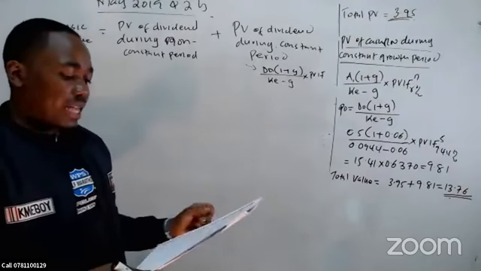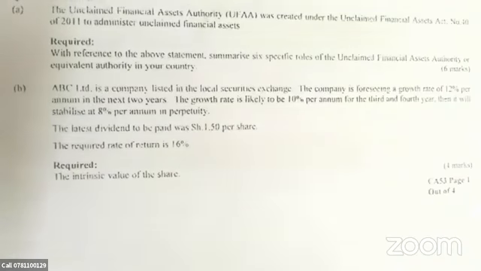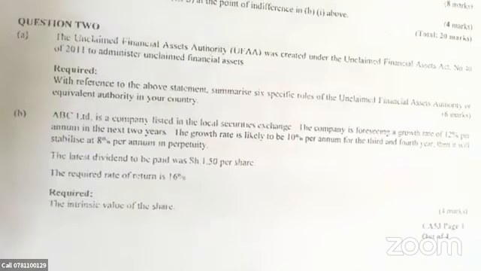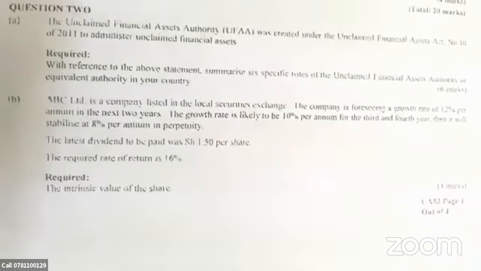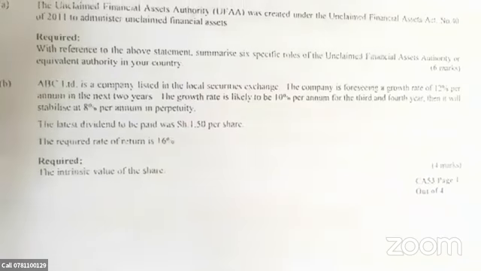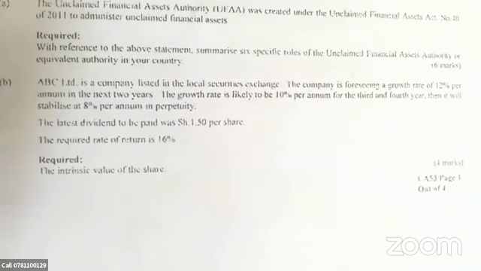You're told that the company is foreseeing a growth rate of 12% per annum in the next 2 years. So we have year 1, year 2, year 3, year 4. We are given the growth rate of 12% per annum in the next 2 years, and the growth rate is likely to be 10% per annum for the third and fourth year. So the first one is 12%, the other one is 10%. Then it will stabilize at 8% per annum.